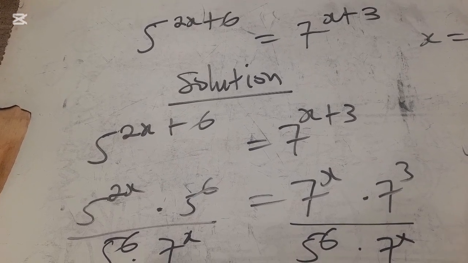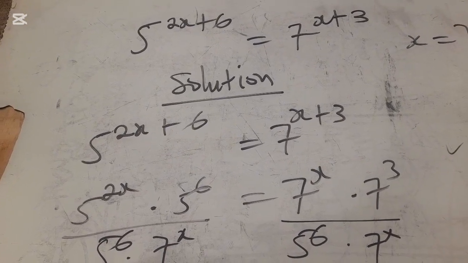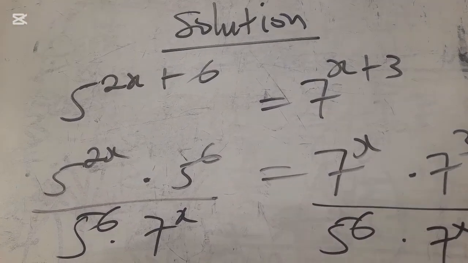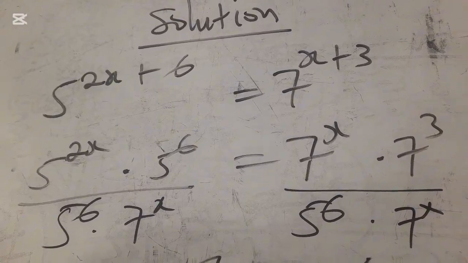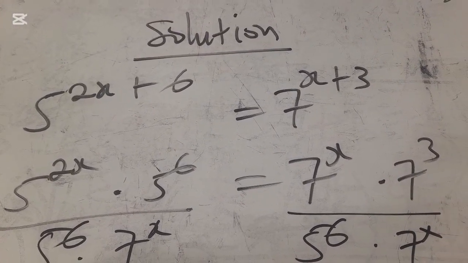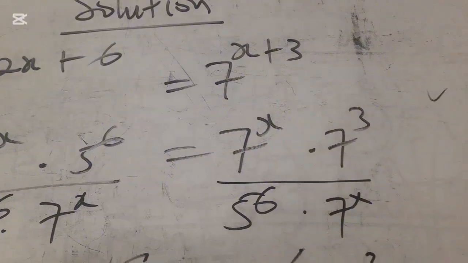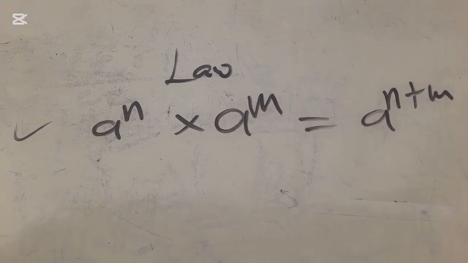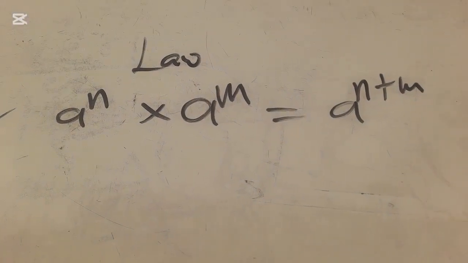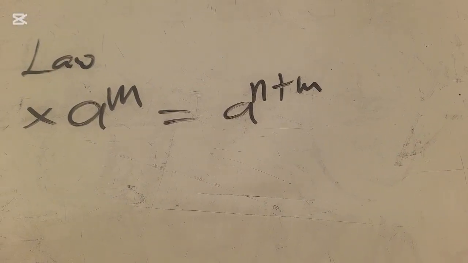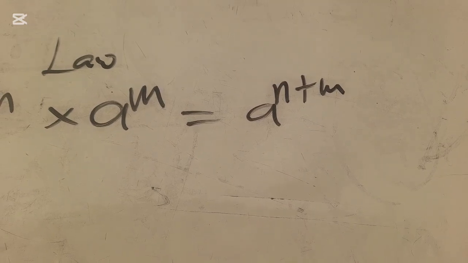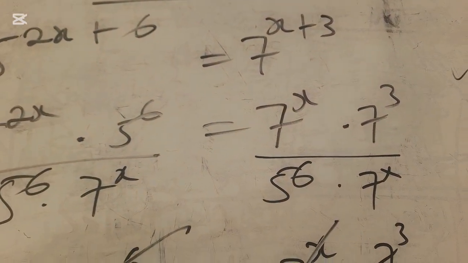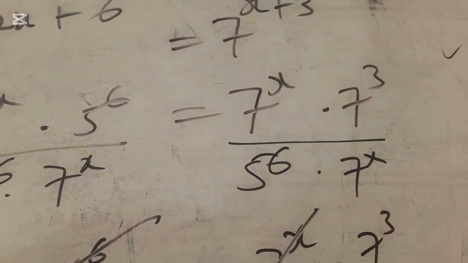5 power 2x plus 6 is equal to 7 power x plus 3. How do we address this question? Before you add the powers of indices, it means the bases are multiplying, which this law reveals. The law says that a power n multiplied by a power m will give you a power n plus m. So when you are multiplying and the bases are the same, you add the powers.